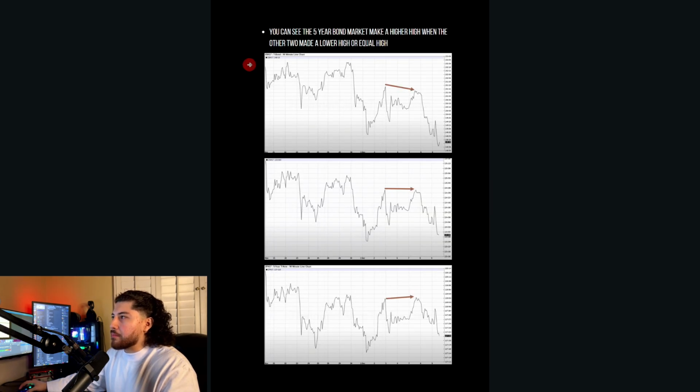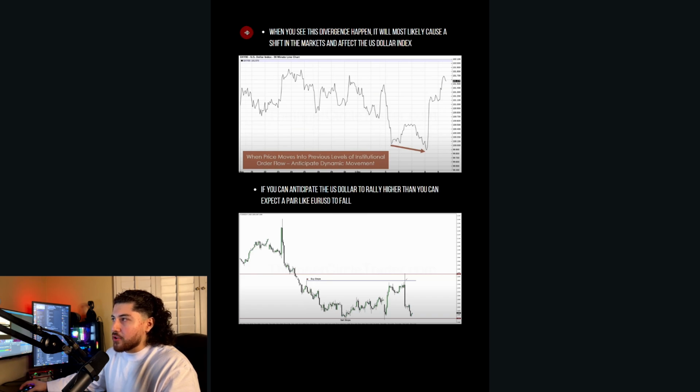You can see the 5-year bond market have a higher high when the other two made a lower high or equal high. Here we have a live example. On this very first one, price makes a lower high. On the second one, price basically makes a relative equal high, but if you want to be very technical, it does make a lower high. But the third one actually makes a higher high. When we see this, we understand that the market is most likely going to shift directions, and we can use that with our technical analysis. When you see this divergence happen, it will most likely cause a shift in the markets and affect the US dollar index.